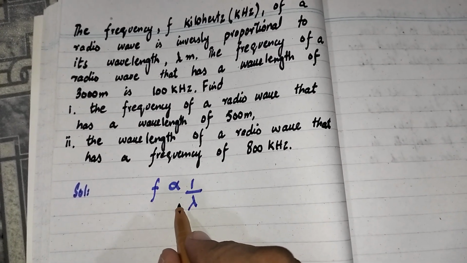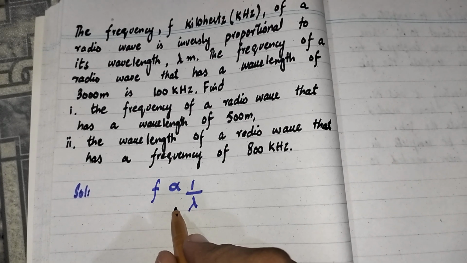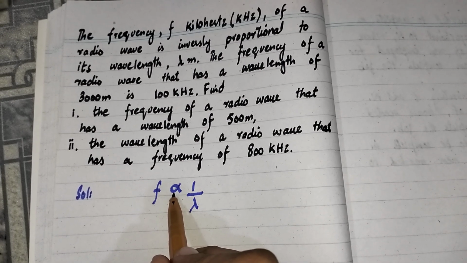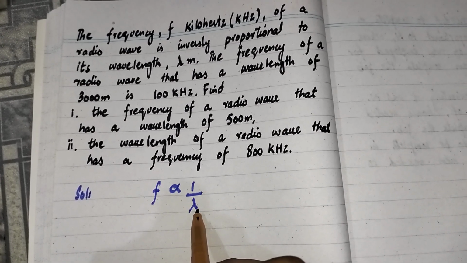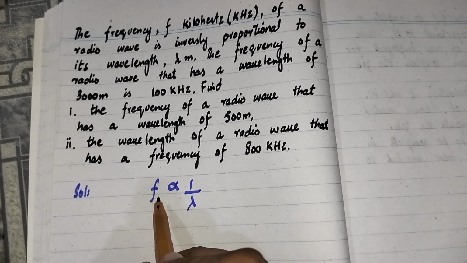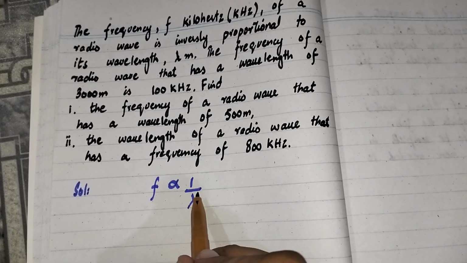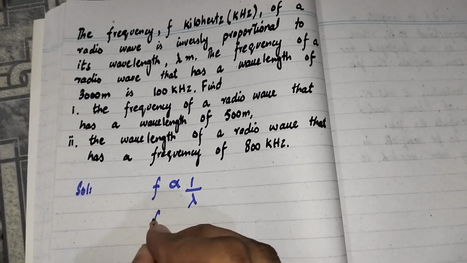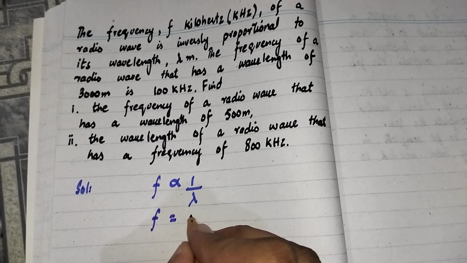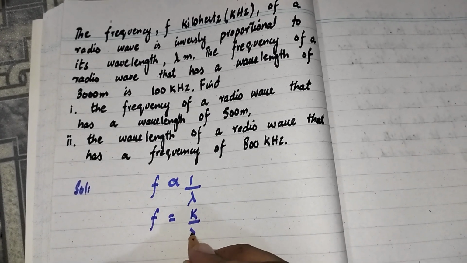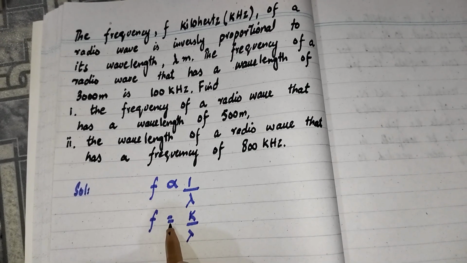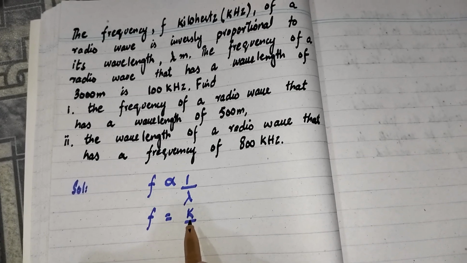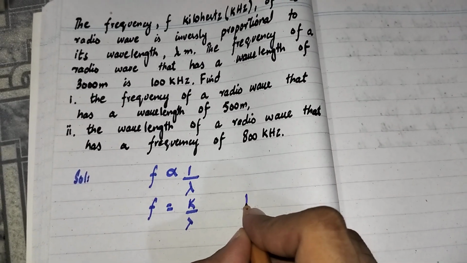We have already studied the relation between two variables that are inversely proportional. When two variables are inversely proportional, they are written with the proportionality sign and the inverse of the other variable. So f is inversely proportional to lambda, so f is proportional to 1 upon lambda. Now converting the proportionality sign into equality by multiplying with a constant k, f is equal to k upon lambda. Here k is the constant.